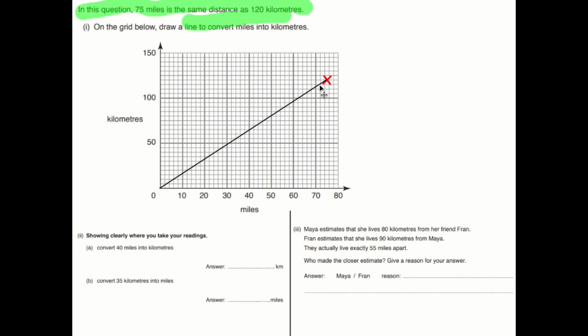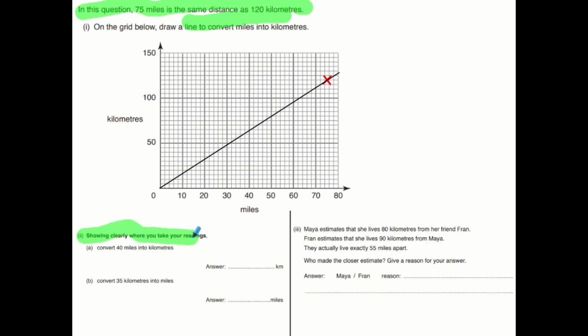I'm just going to make sure my line goes absolutely through that coordinate. So that is now your conversion line. We've used the fact that we've got in this question here, 75 miles is the same distance as 120 kilometres. So I did 75, 120 and drew my straight line through it.